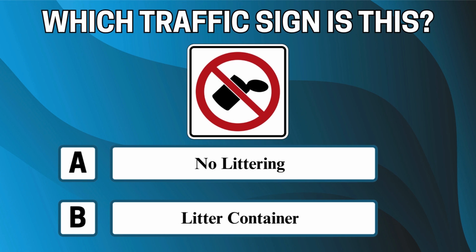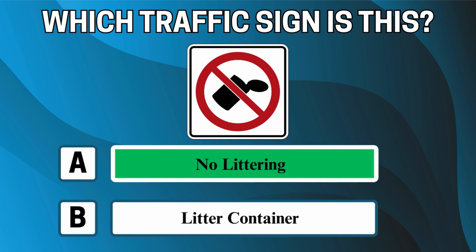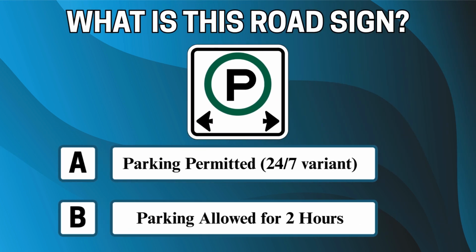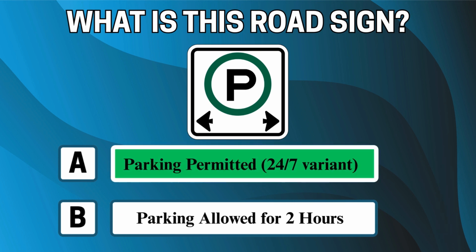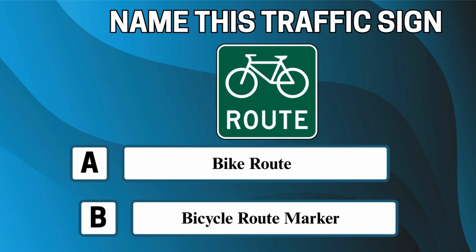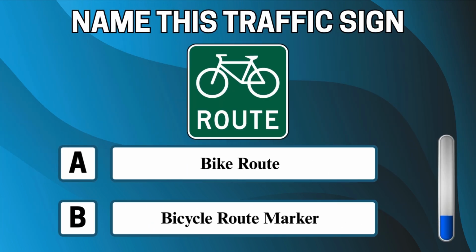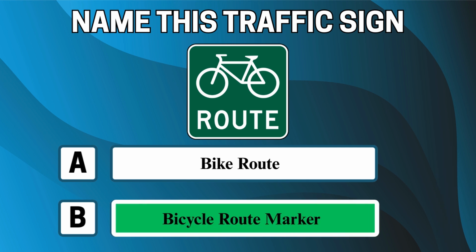Which traffic sign is this? Yes, it is the no littering sign. What is this road sign? Correct, that is the parking permitted 24/7 sign. Name this traffic sign. That is right, it is the bicycle route marker sign.